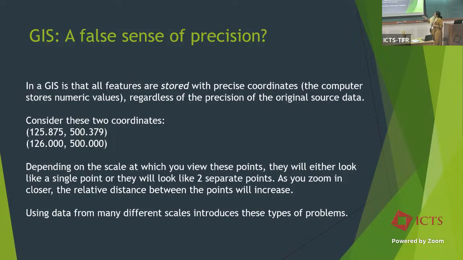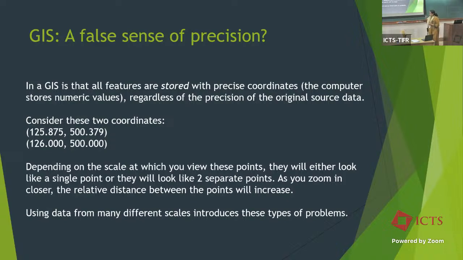Depending on the scale at which you view these points, you can zoom in and zoom out in QGIS. They will either look like a single point, or if you zoom all the way in, they may separate, based on the fact that the two are separate. As you zoom closer and closer, the relative distance between the points will increase. But this is very hard to do in any given analysis when you're dealing with hundreds of points, and with different types of layers, like you saw: a country polygon and a point layer, and then elevation or temperature. It's very difficult to check everything.